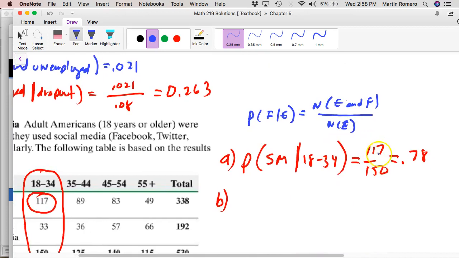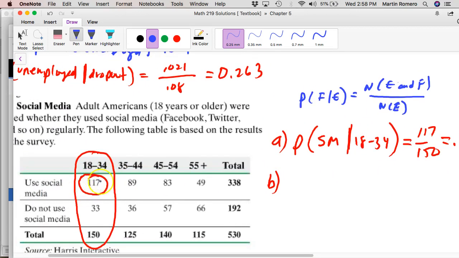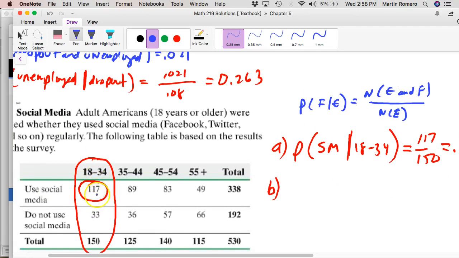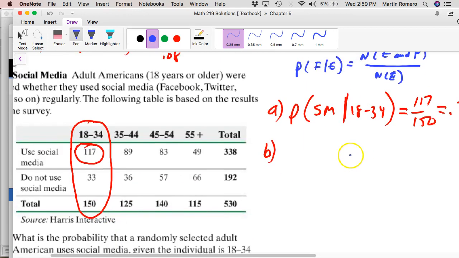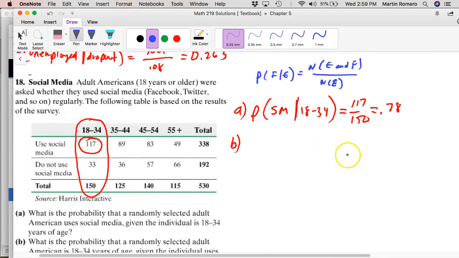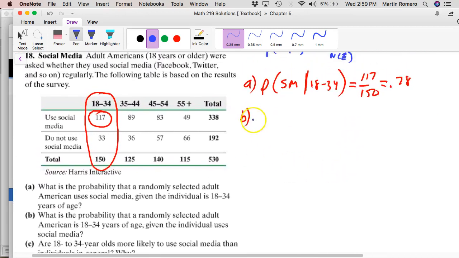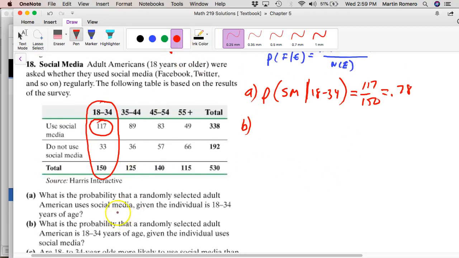And so where does 117 come from? Because that's the total that were social media and 18 to 34. And the number that belong in E, the situation 18 to 34, is 150. So that's where we're getting those values from. What is the probability? Selected adult.